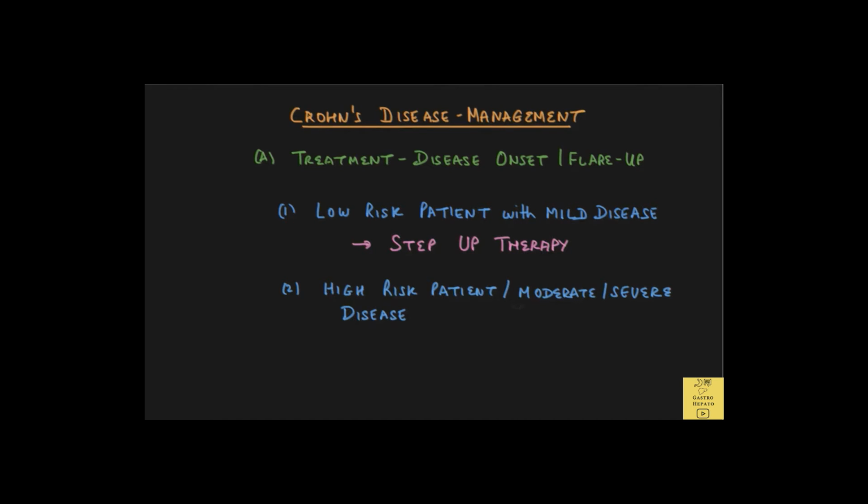For high-risk patient with mild disease or patient with moderate to severe disease, a top-down therapy is given. Top-down therapy uses more potent drugs with rapid onset of clinical resolution but with more serious side effects.